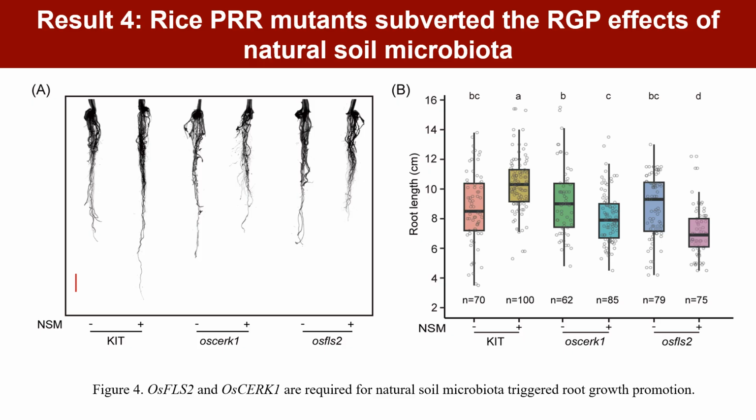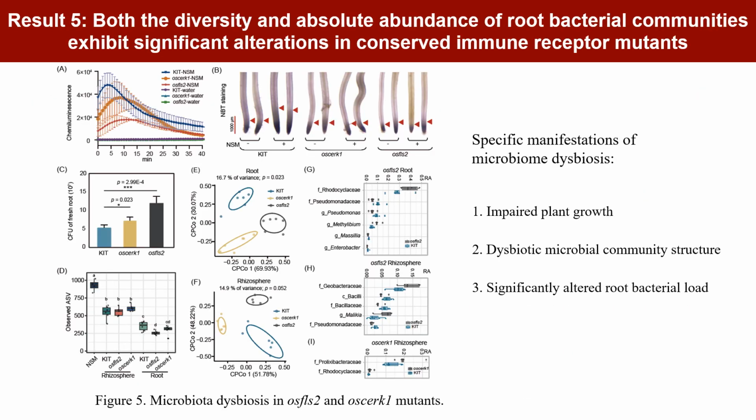In germ-free soil, the root length of OsFLS2 and OsSERK1 mutants were comparable to those of the WT plants. While NSM enhanced WT root length by 18.5%, it inhibited root growth in OsFLS2 and OsSERK1 mutants by 11.8% and 18.9%, respectively. Analysis of the root bacterial communities in mutants revealed that the diversity of endophytic bacteria in FLS2 mutants was significantly lower than that in KIT and SERK1 materials.